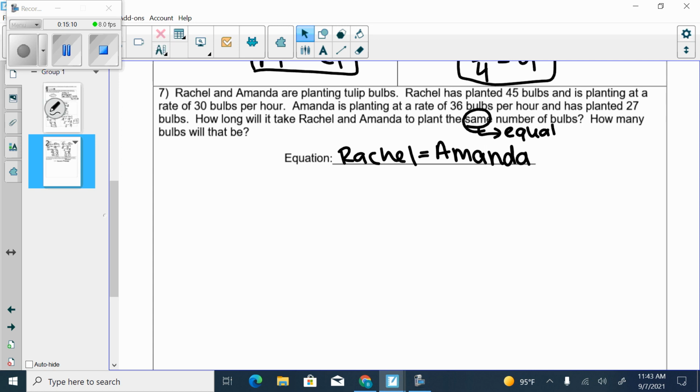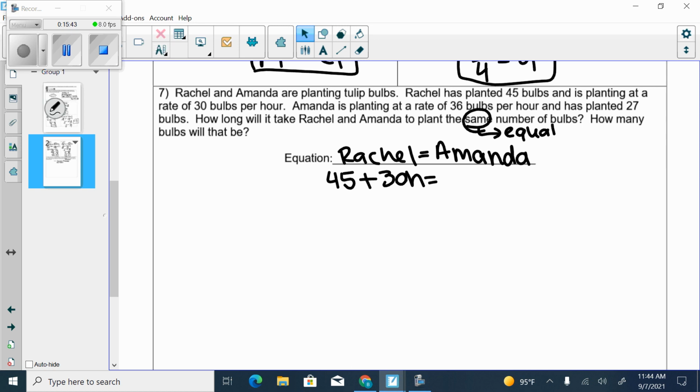Okay, so let's start with Rachel. Rachel has planted 45 bulbs. So 45 bulbs, and what does that and mean? Add, good. So we got 45, and she is planting at a rate of 30 bulbs per hour. Right, 30, whatever variable we want to put, right? Maybe H per hour.